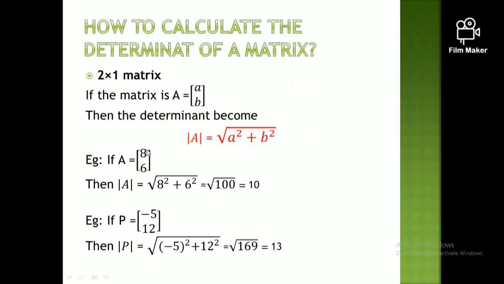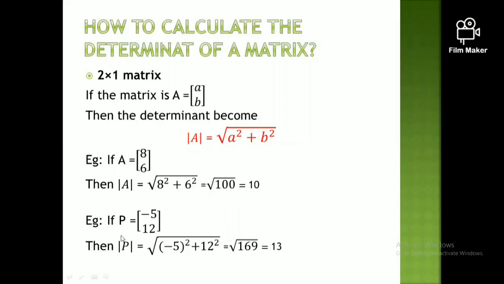For example, if you get the matrix A [8; 6], you can get the modulus of A by the formula square root of 8 squared plus 6 squared. 8 squared is 64, plus 6 squared is 36. 64 plus 36 is 100. Square root of 100 is 10.